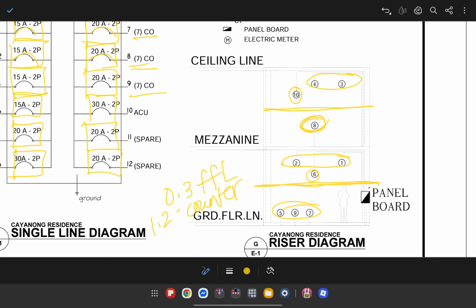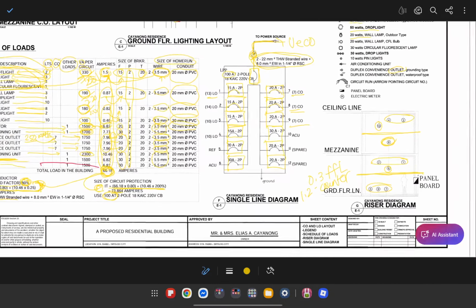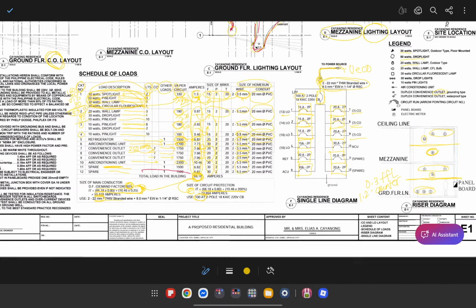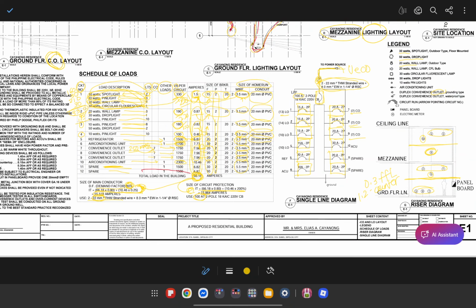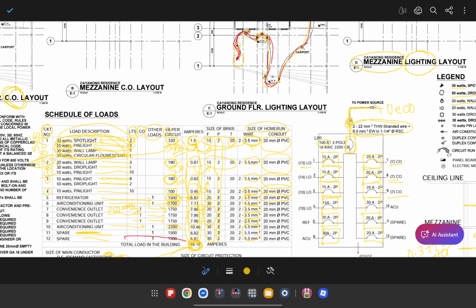Okay, so with that, my discussion about schedule of loads, single line diagram, and riser diagram ends this discussion. Thank you.